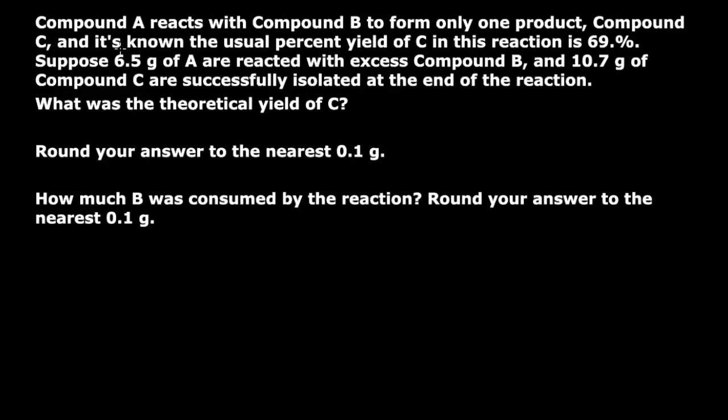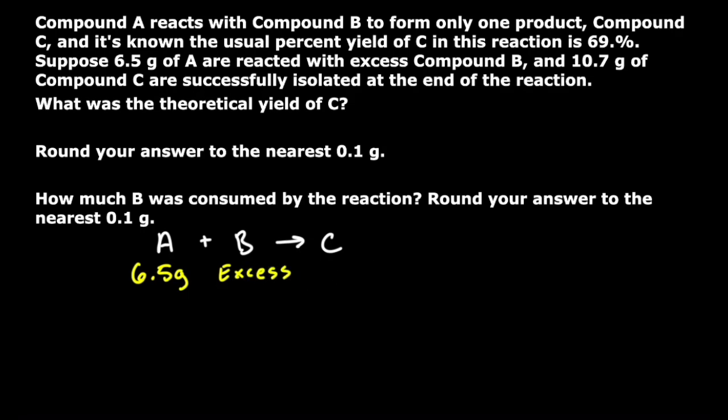So in this question, we have compound A, and that's going to react with compound B to form compound C. So let's put that reaction down. It says that we have compound A plus compound B, and that's going to make compound C. And the question says that we have 6.5 grams of compound A. So I'm going to put down that we got 6.5 grams of compound A. And for compound B, we have an excess amount of this one. So I'm going to write down excess.